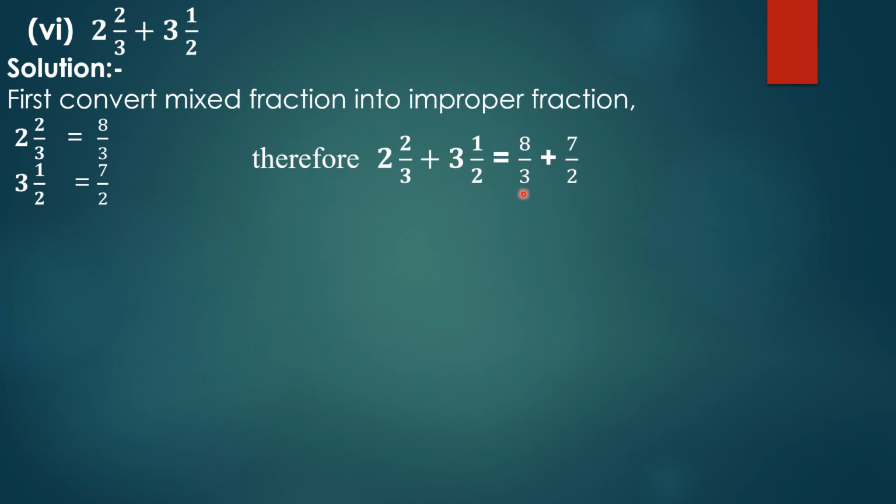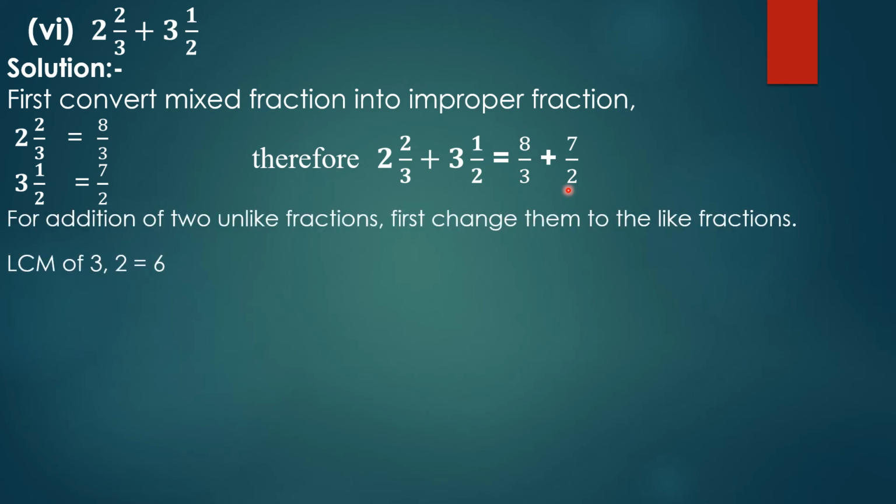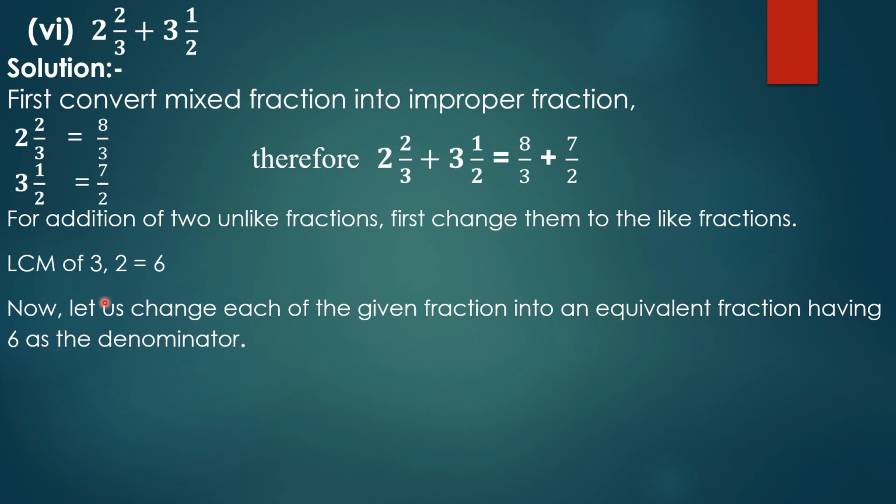Here we have the denominators 3 and 2. That means denominators are different. Therefore we have to convert the unlike fractions into like fractions. How to convert? That is by LCM method. So what is the LCM for 3, 2? It is 6. Now what is the next step? Each given fraction to be changed into equivalent fractions so that the denominator should be 6.